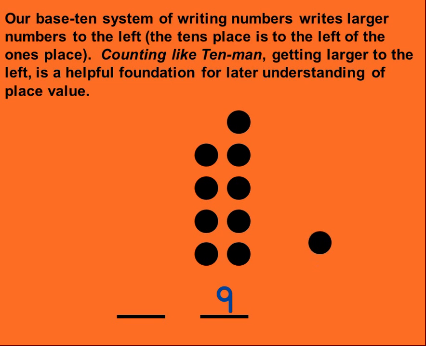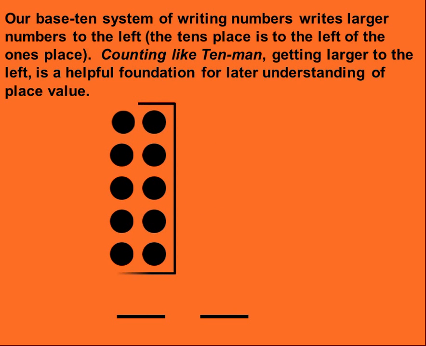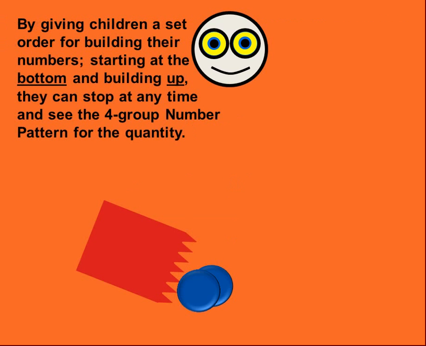We have 9 ones. We get 1 more. That group moves to the left and becomes 1 group of 10. When we add numbers, we put the new group to the left. So 8 and 4, we put the 2 ones and carry 1 ten to the left. We're trying to get kids to think about how our number system works.